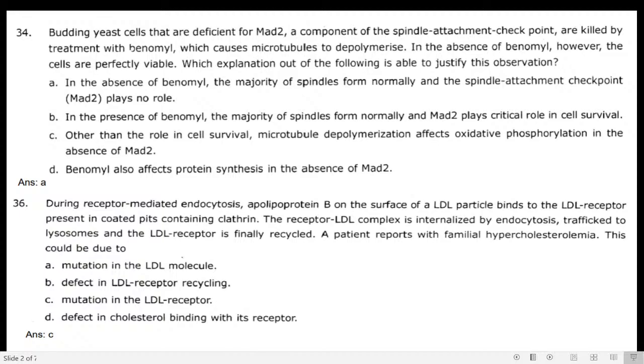Here the first part is the part C questions of Unit 2. The budding yeast cells that are deficient for MAD2, a component of the spindle attachment checkpoint protein, are killed by treatment with nocodazole, which causes microtubules to depolymerize.